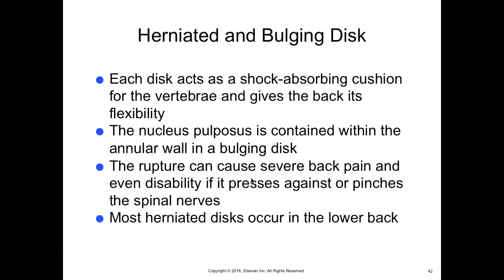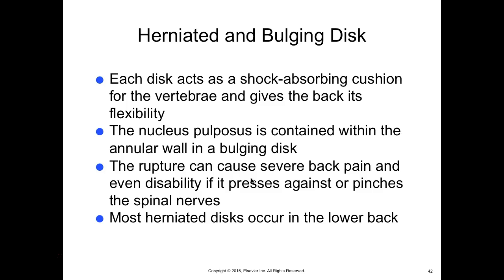Each of your intervertebral discs acts as a shock absorbing cushion between the vertebrae, and it gives the back its flexibility as well, so there's not bone against bone. What happens with a herniated or bulging disc is the nucleus pulposus that's contained within the annular wall begins to push through. The rupture can cause severe back pain and even disability if it presses against or pinches the spinal nerves.